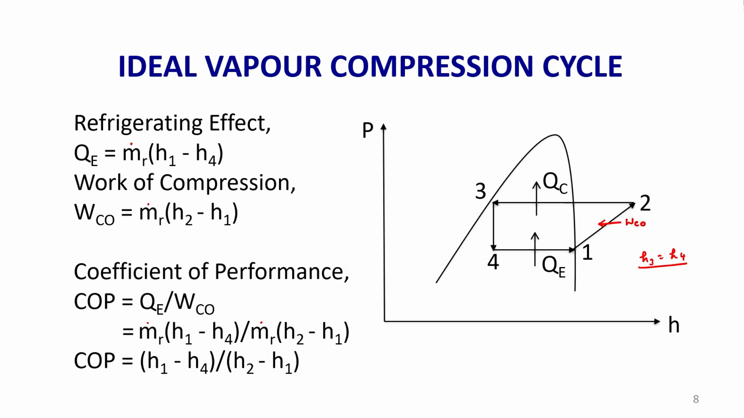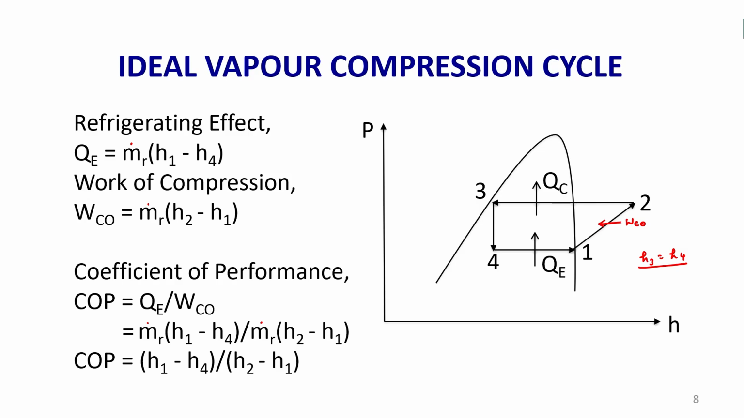Once we know the enthalpy at 4, we can find out the COP, and with the enthalpy at 1 and 4 we can find out the cooling capacity. Of course, for this problem the cooling capacity is given. If we know H1 and H2, we can find out how much power is required to drive the compressor in terms of kilojoule per kg. Once we know the mass flow rate, we can find out the power in terms of kilowatt. And also once we know the enthalpy 2 and 3, we can find out the heat rejected in the condenser.